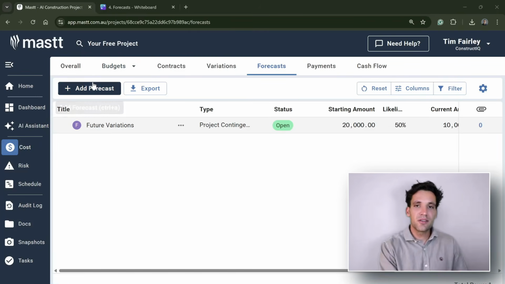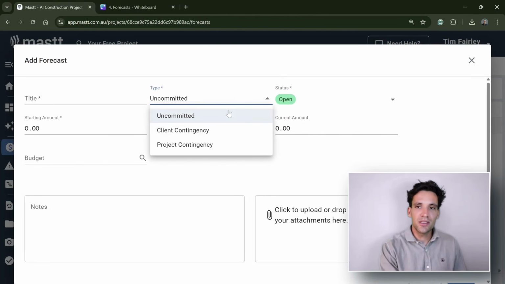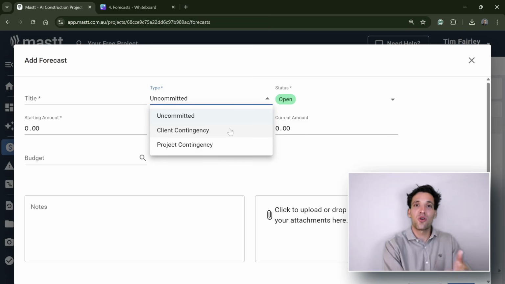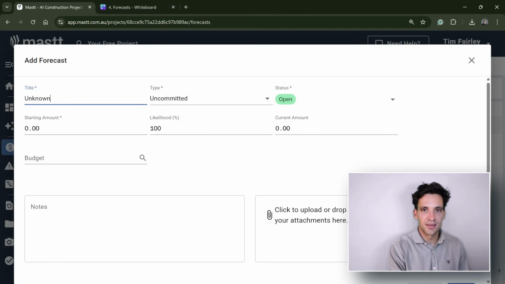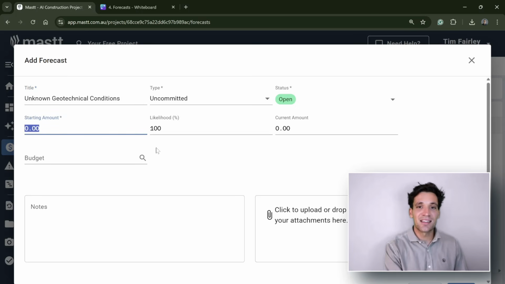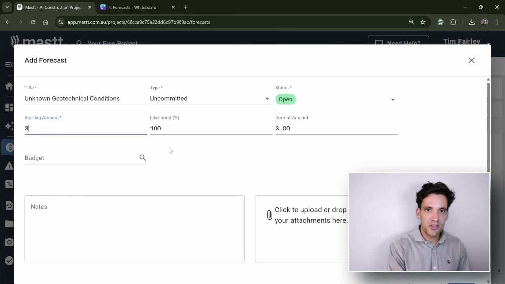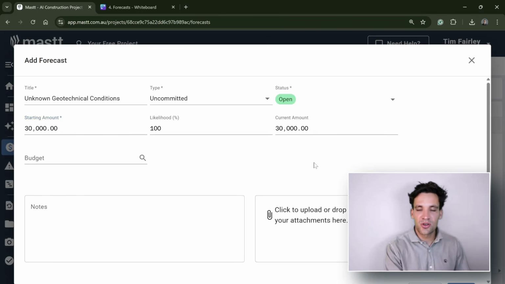So a forecast item, again, will relate to the actual scope of the work. You can have an uncommitted forecast, which is just something we think is going to come up. We can have client contingency. Say our client wants us to hold money for something they're planning on proposing in the future, or we can have project contingency. We know there's unknown geotechnical conditions. We assess that as, say, worst case, the ground conditions are worse than we expected, and we need to allow for 2 weeks for a subcontract civil crew. The crew is going to cost us $15,000 per week. So our starting amount is $30,000.